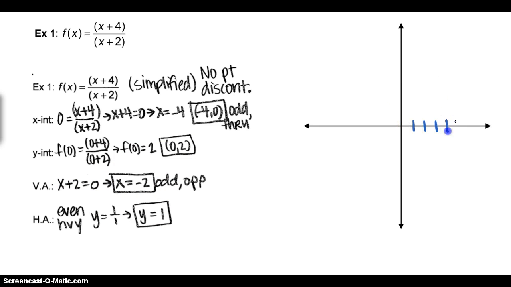1, 2, 3, 4, 5, 6 on each axis. That was nice and boring. All right, let's keep going here.